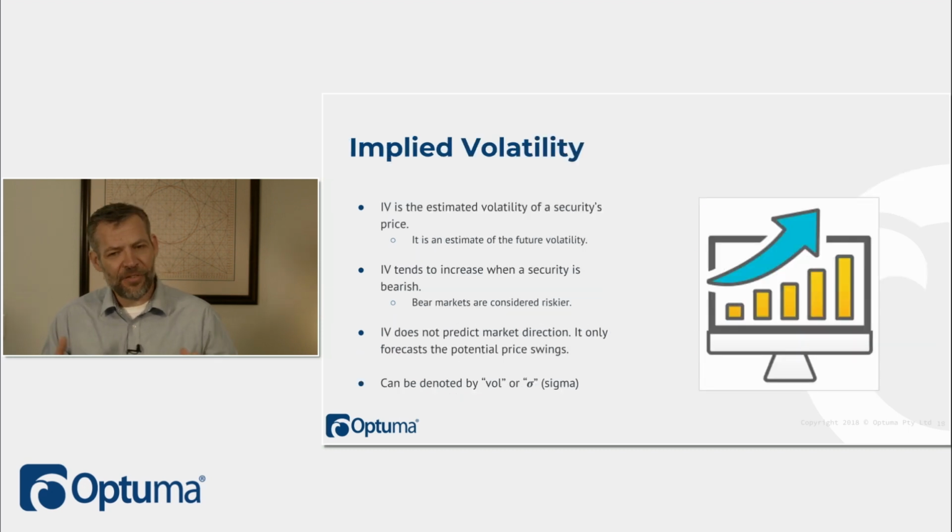Implied volatility, as I said, there's a section in here. Basically, I just put the notes down, make sure you know these, but we're going to cover all of this in the next chapter anyway. So implied volatility is the estimated volatility of the security's price. It's an estimate of future volatility. We talk about historical volatility, which measures what happened in the past. Implied volatility is the volatility that's being implied by the options' behavior, and so it's what we expect to happen in the future.